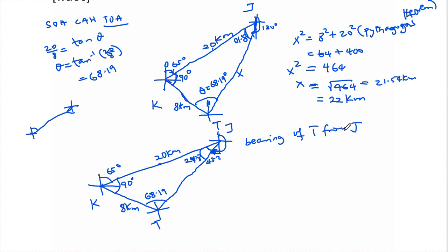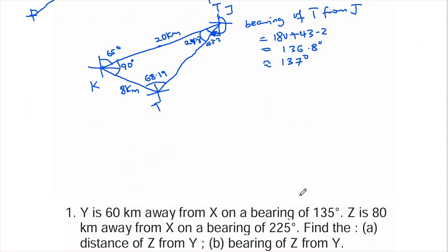So from here to here, this is a straight line. That makes it 180. So that means the bearing of T from J is going to be equal to 180 minus 43.2. Okay, that is going to give us 136.8. So this is 136.8 degrees, which, to the nearest degree, is 137 degrees. So that is the answer to that question.